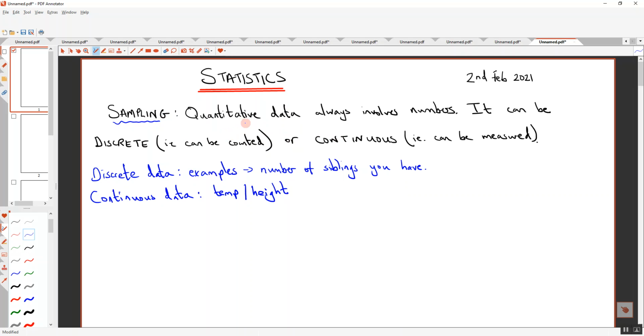The other type of data, which doesn't involve numbers, you might have done a bit about it in maybe biology or other subjects, is qualitative, and that's to do with the written type of data. Quantitative can be discrete or continuous, counted or measured. Excellent.